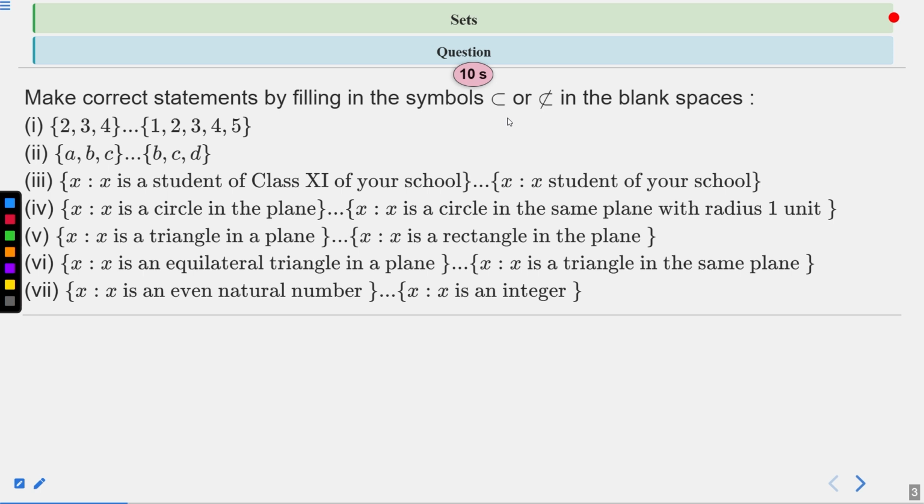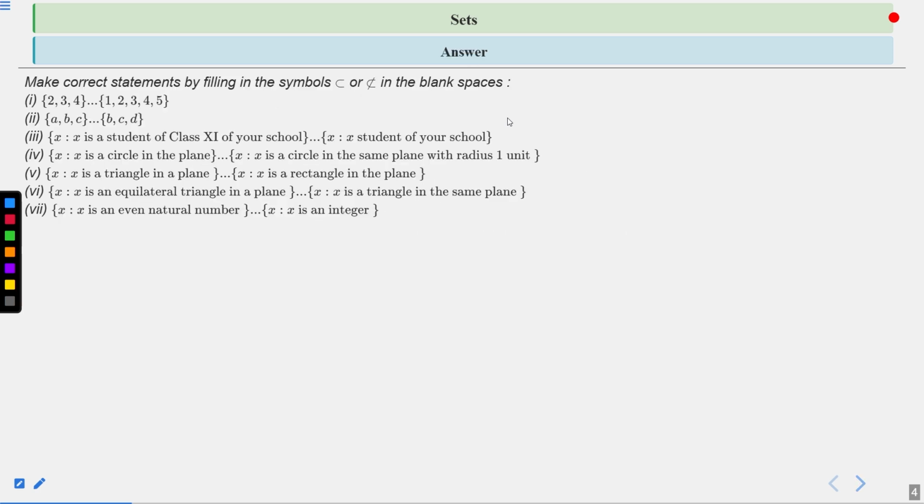You'll have some seconds to try this problem, then afterwards we will move on to the solution slide. So your time starts now. The time is up. Let's move on to the solution slide. So we are given 7 statements and in each of them we are given pairs of sets, and we have to insert these subset and not subset symbols. Solution.